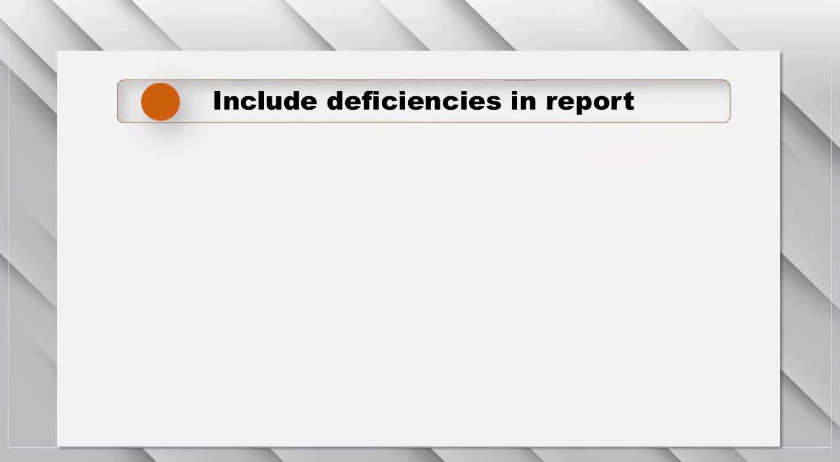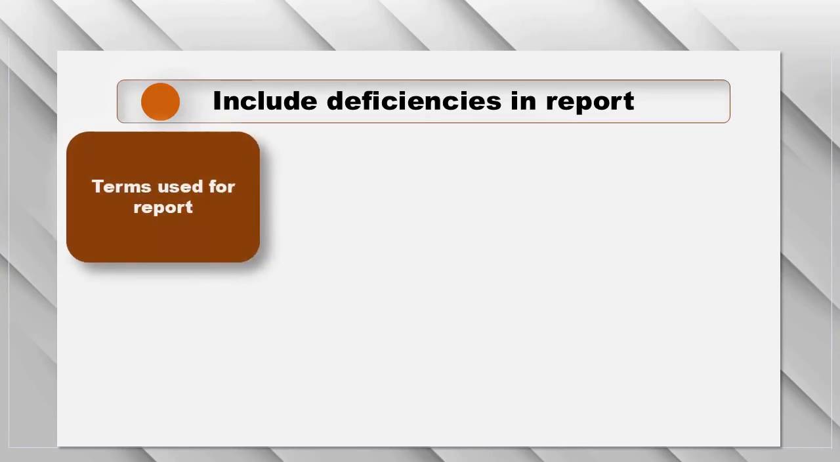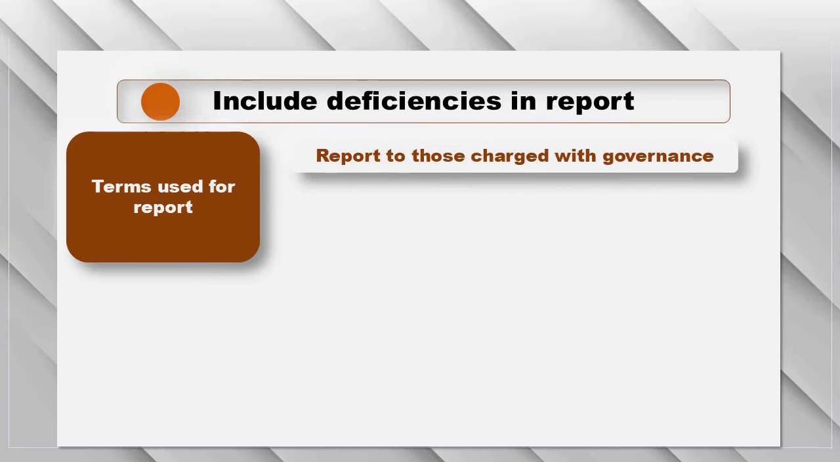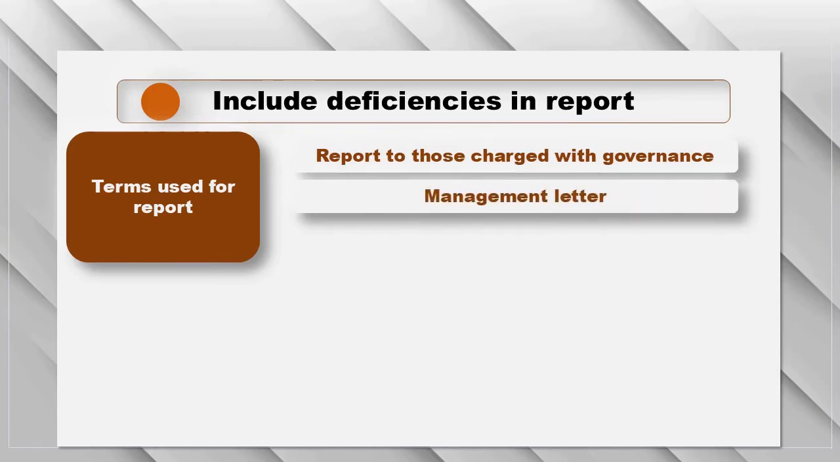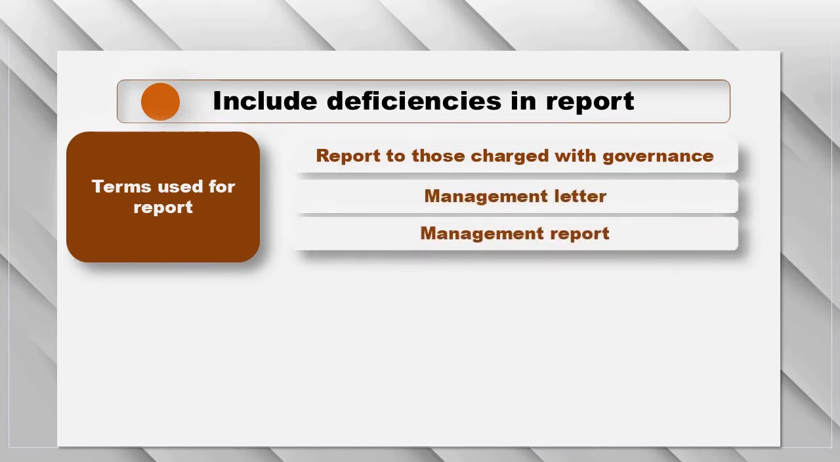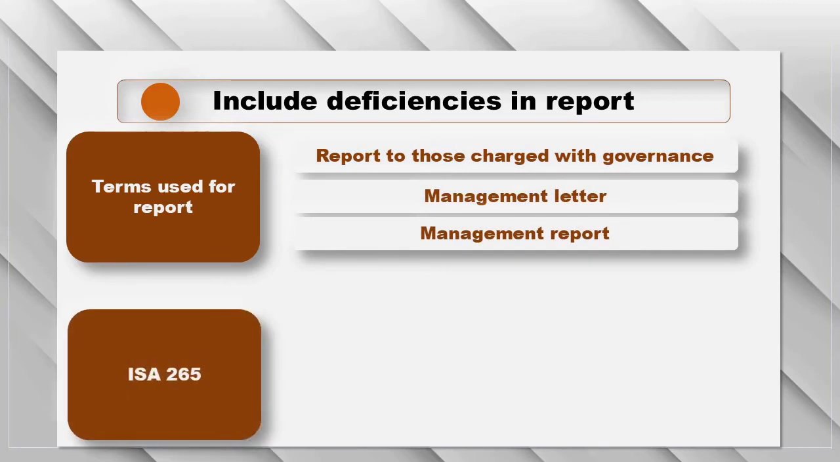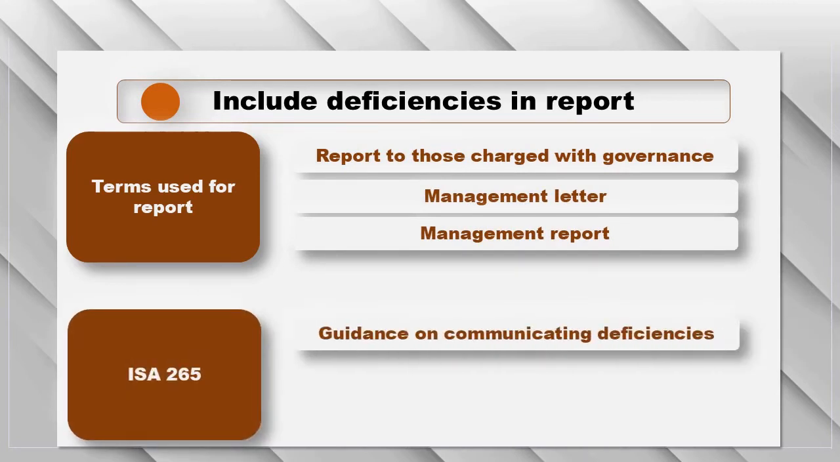Once the auditor has identified control deficiencies, they will then collate them and include them within a report to the management of the entity. This report has various terms associated with it. You may hear it called any of the following: a report to those charged with governance, a management letter, and a management report. The auditor has ISA 265 to give guidance on communicating deficiencies.